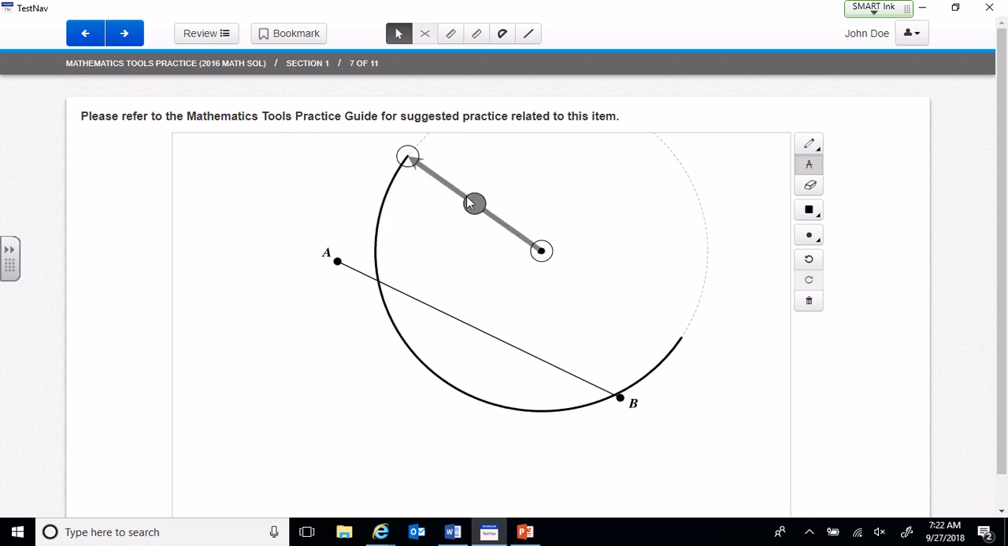Now notice my arc did not have to intersect points A and B. It did not intersect point B, did not intersect point A. I have new intersections where the segment and the arc intersect, and I'm going to go ahead and put points there. So I'll go to my tool and put points at those intersections.